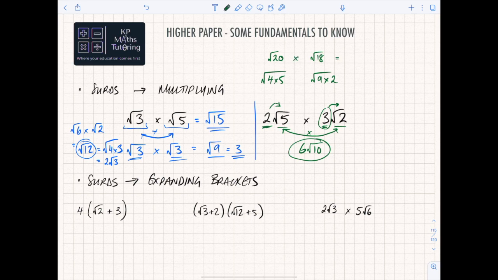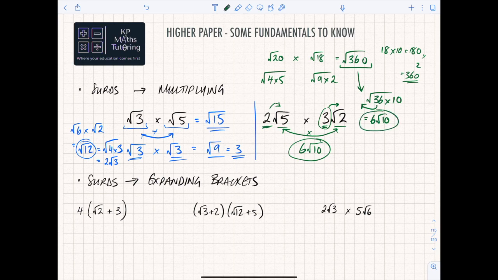So what I'm basically saying is, what is 20 times 18? Obviously, if you had a calculator, you could work it out. Or what we could do is go 18 times 10, which is 180, and then times that by 2 to get 360. So we know that this would end up giving us root 360. Now, from there, you could look at this and go, okay, what square number goes into that? Well, 36 times by 10 gives you 360. The square root of 36 is 6, so it becomes 6 root 10. So that's just another way I can prove that I'm getting the same answer if you wanted to double check your working out or your understanding.